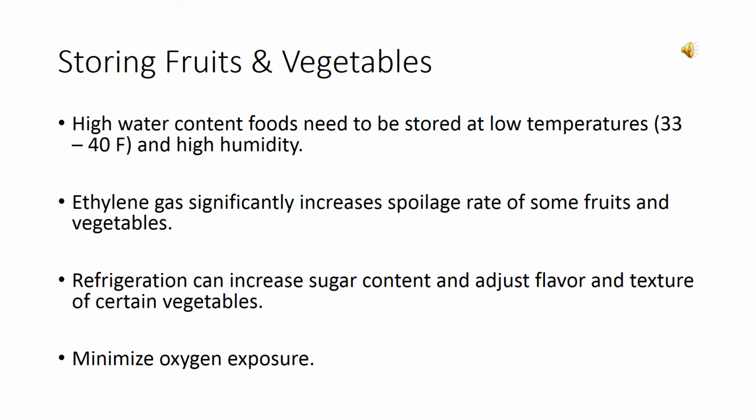Many fruits and vegetables produce a chemical known as ethylene gas. If fruits and vegetables are stored together for a long period of time in an enclosed location, the ethylene gas that is released will cause a more rapid spoilage of that fruit and other fruits and vegetables in the vicinity. And we'll talk more about this in future slides.